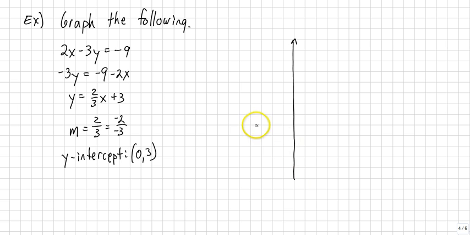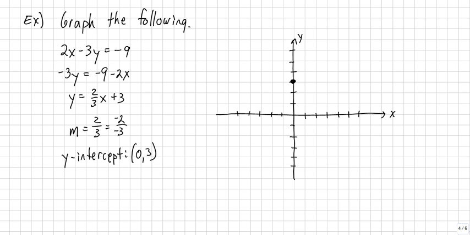Alright, so let's go ahead and draw a coordinate plane, XY plane. Put our tick marks. Well, we know one coordinate or one solution to that equation is 0, 3. So we'll go plot our point at 0, 3. And then from that point, we'll use the slope.